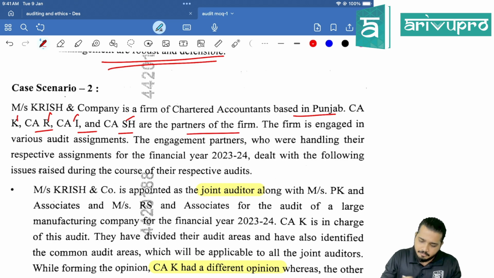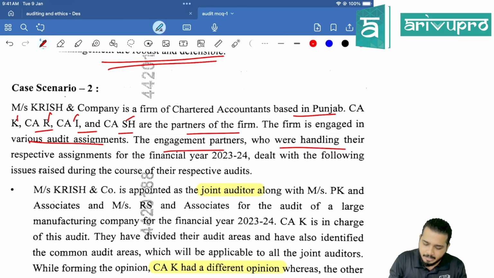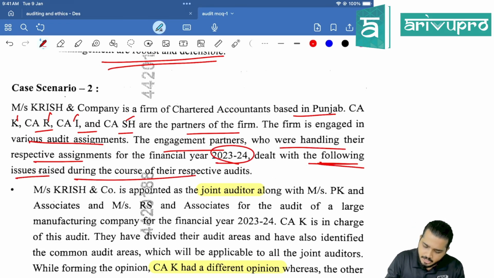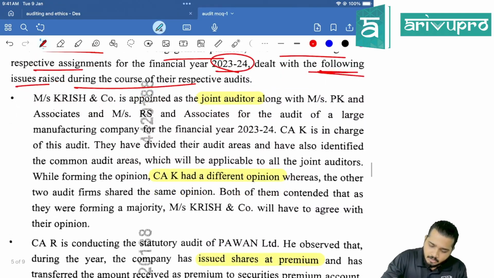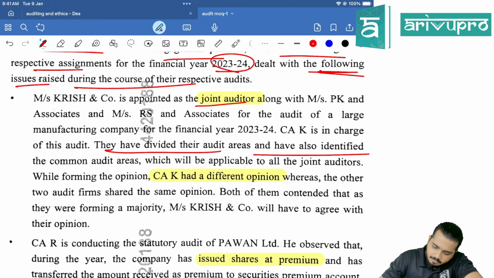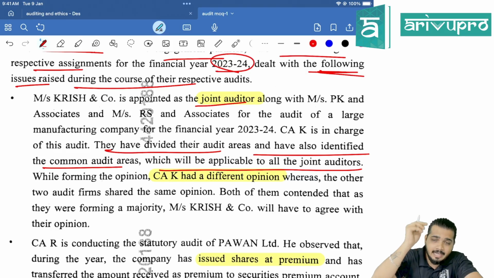Are partners of the firm. The firm is engaged in various audit assignments. Engagement partners who are handling their respective assignments for the financial year 23-24 dealt with the following issues raised during the concerns. Okay, what is that? They are the joint auditors. Then they have divided their audit areas and have identified the common audit areas which will be applicable to all joint auditors. Tell me the answer.